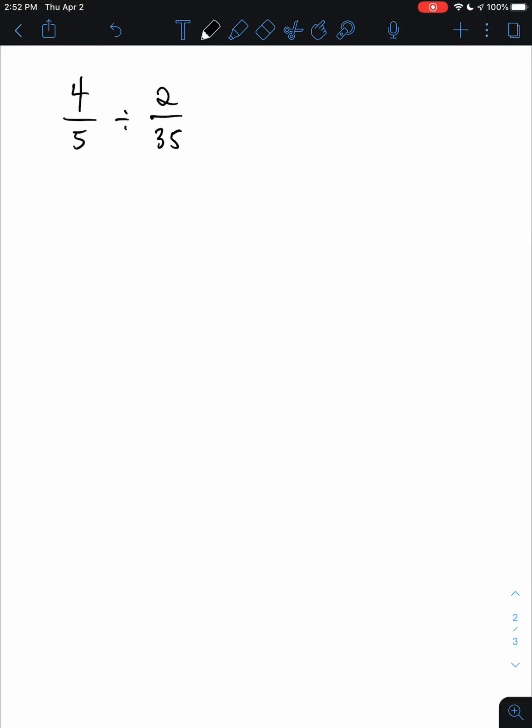We have 4/5 and we're dividing by 2/35. I have to find common units. In this case, it's easy. The common units is going to be 35ths. I don't have to change the second fraction. The first fraction, what did I do? I multiplied 5 times 7 to get 35. So I'm going to multiply 4 times 7 to get 28.